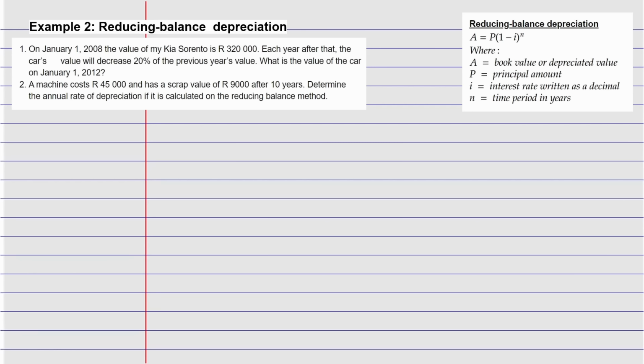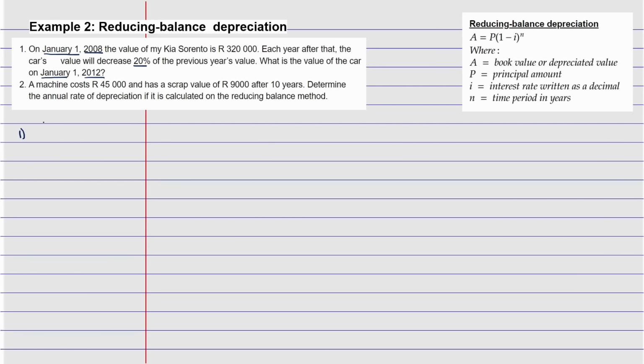So now let's do an example that deals with reducing balance. It says on January the 1st, 2008, the value of my Kia is 320,000. Each year after, the car's value would depreciate by 20% of the previous year. What is the value of the car on January 1st, 2012? So the person bought the car on January the 1st, 2008, and we need to calculate how many years using those two dates.